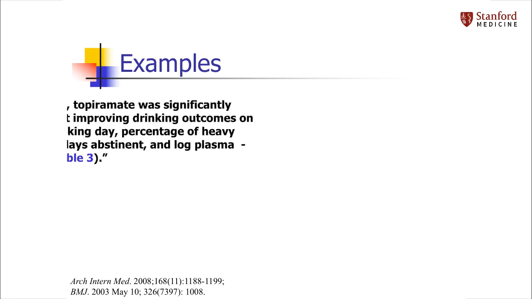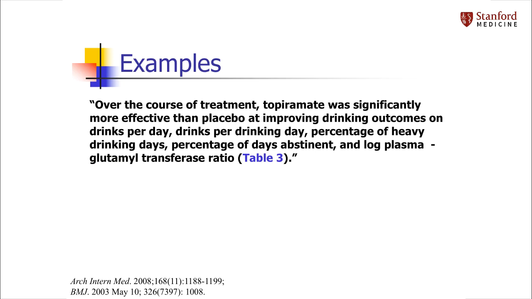Here are some examples. The first reads: over the course of treatment, topiramate was significantly more effective than placebo at improving drinking outcomes on drinks per day, drinks per drinking day, percentage of heavy drinking days, percentage of days abstinent, and log plasma glutamyltransferase ratio.